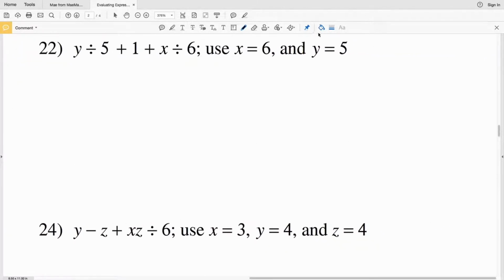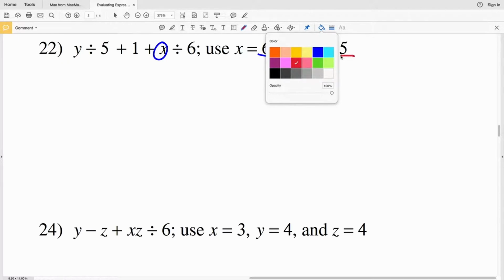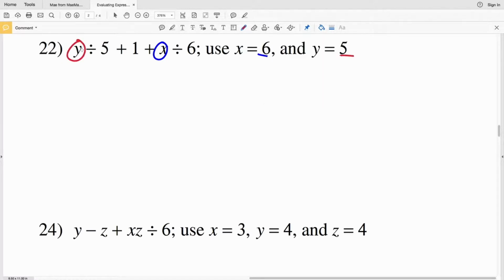For 22, we're going to take that x value, which is 6, plug it in for x in the expression, and then y is 5, so we're going to plug 5 in for y in the expression. So we're going to have 5 divided by 5 plus 1 plus x is 6 divided by 6. Now in the order of operations, we're going to do division before addition. So we're going to go ahead and do 5 divided by 5, but there's also division over here, so let's do this in the same step.